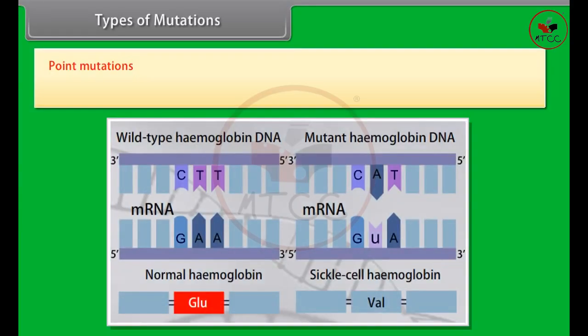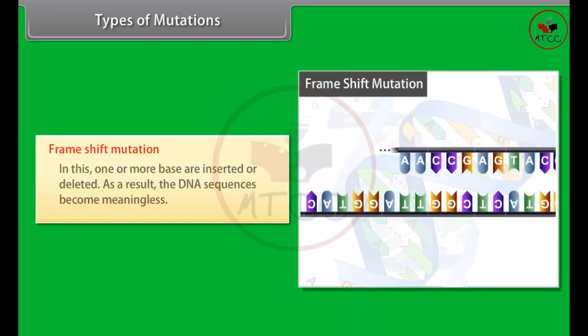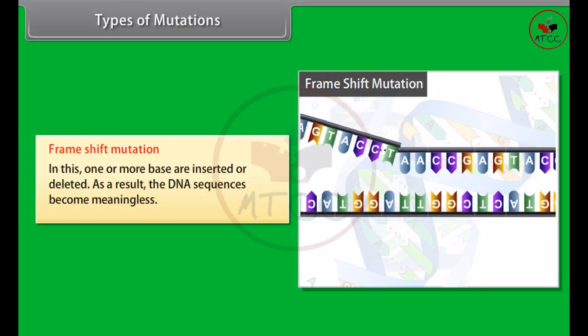Point mutations. These are the mutations arising due to the change in a single base pair of DNA. Frame shift mutation. In this, one or more bases are inserted or deleted. As a result, the DNA sequences become meaningless.